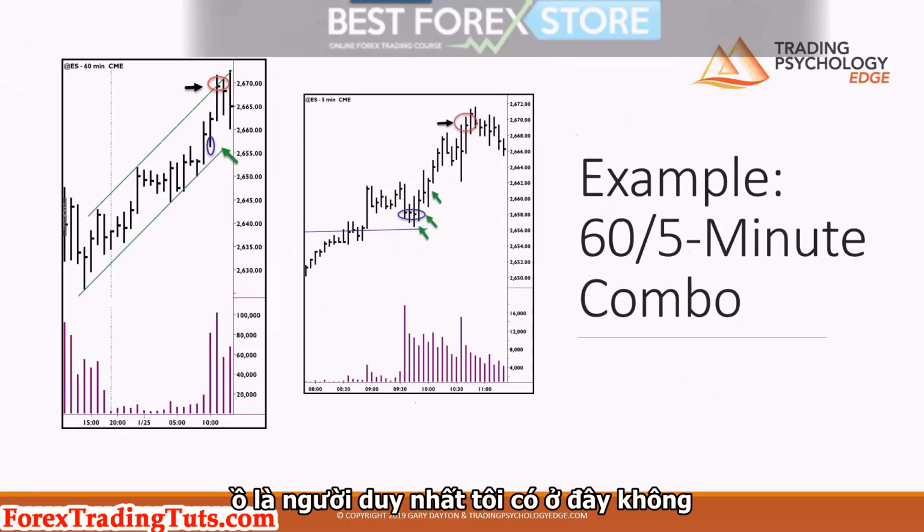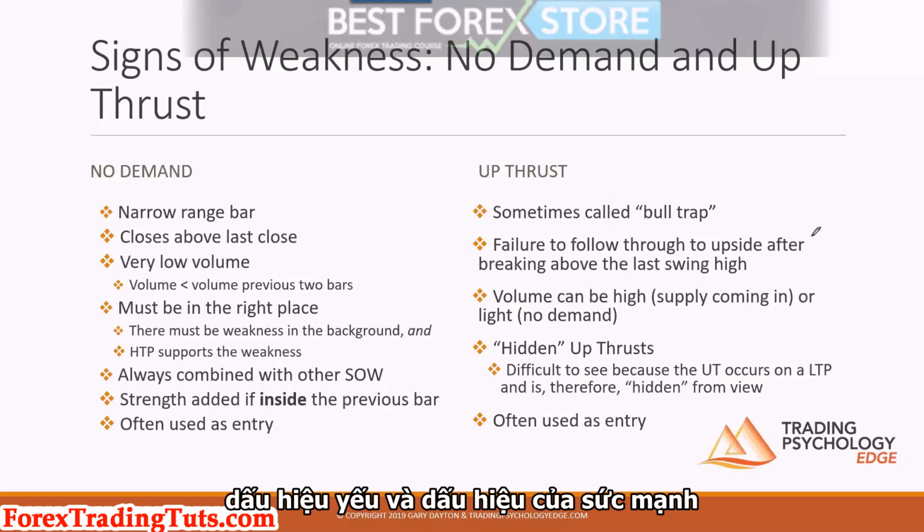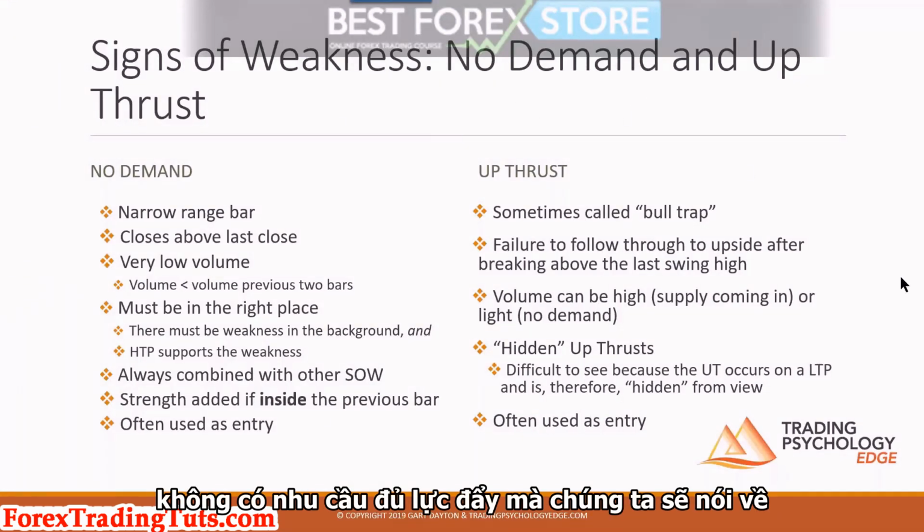Okay. Is that the only one I had in here? No, okay, I did two. That's good. So now let's talk a little bit about signs of weakness and signs of strength. I'm sorry, signs of weakness: no demand and upthrust. We'll talk about that.